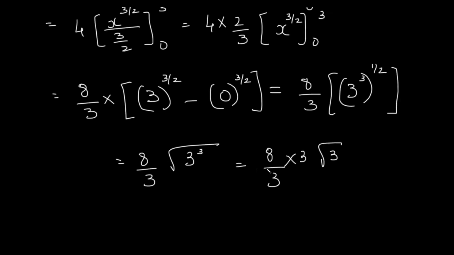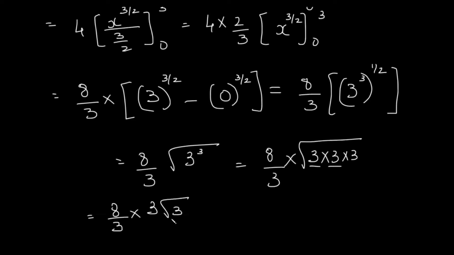I'll just simplify it for you once again a bit more. This can be written as 3 into 3 into 3, and from this, 2 of the 3's come out as 1 3 outside the root. So this becomes 3 root 3. Of course, the 3 gets cancelled, and so our required area becomes 8 root 3 square units. So go through the sum once again, study it properly.